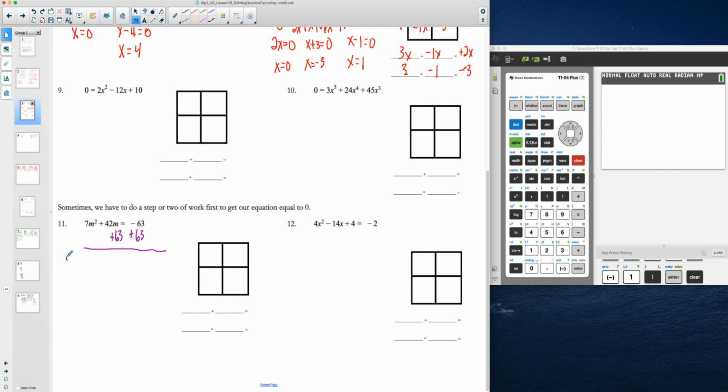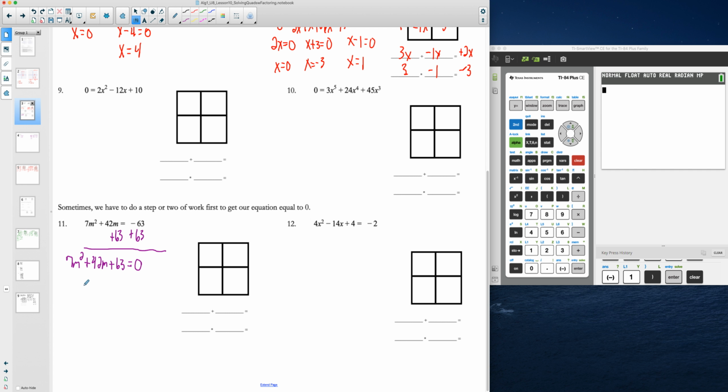Now, I have 7m squared plus 42m and then plus 63. These are not like terms, right? An m squared, an m, and a number, so I can't put any of those together, so I have to write them all in separate columns. And so notice, I just had one additional step on this problem to make it just like what we did before. So now, once again, it's equal to 0.